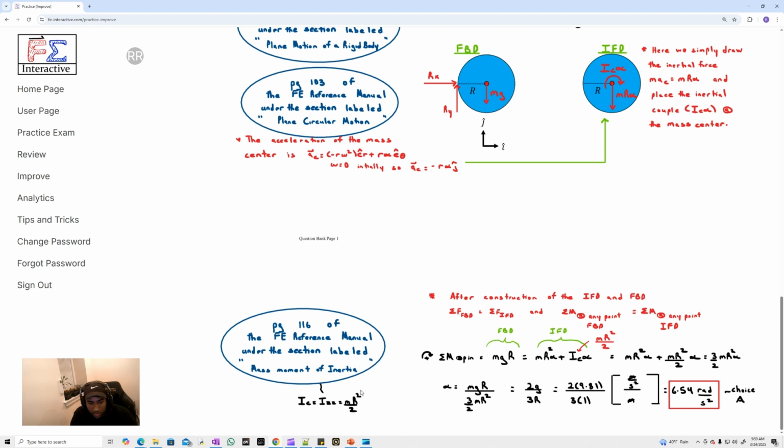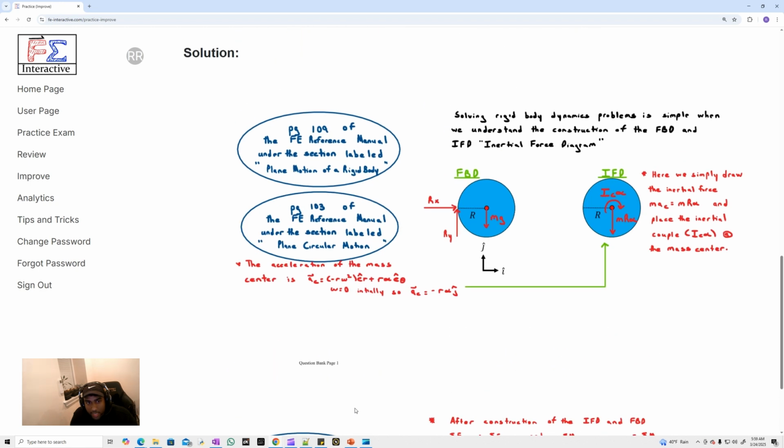We use some of these references here, like the mass moment of inertia of a thin disk about the z-axis, as well as understanding plane circular motion was super important for this problem, and recognizing that at this instant we have 0 omega.